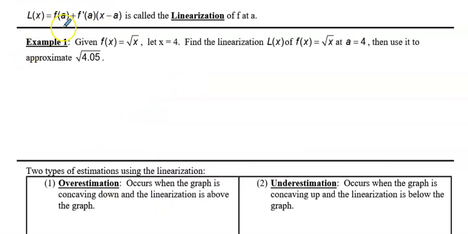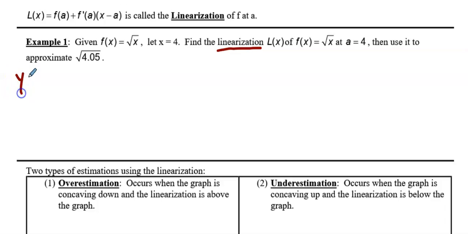Right up here at the top of the page, we have the equation that we're going to use. The example says, given that f of x equals the square root of x, let x equal 4. Find the linearization of this function, and we want to approximate the square root of 4.05. So we want to know the approximation for what this decimal value is. Like I said, we're going to use x equals 4 because 4 is really close to 4.05, and it's also a value that we know. We know the square root of 4 is equal to 2.